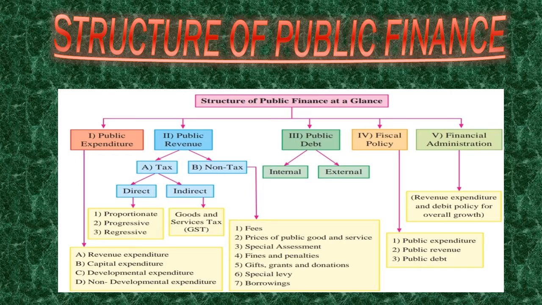So far, we have seen the structure of public finance at a glance. First, public expenditure. Second, public revenue. Third, public debt. Fourth, fiscal policy. And fifth, financial administration. Today, let us study about public revenue.